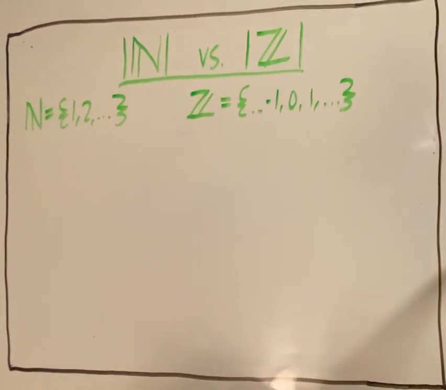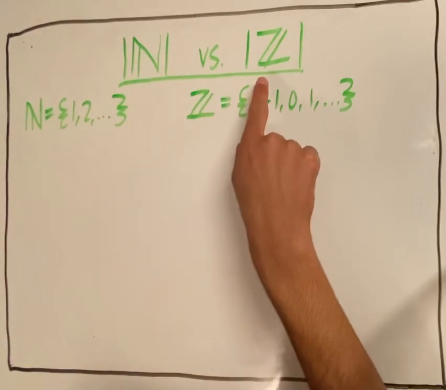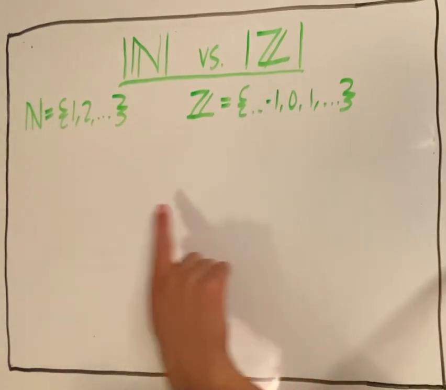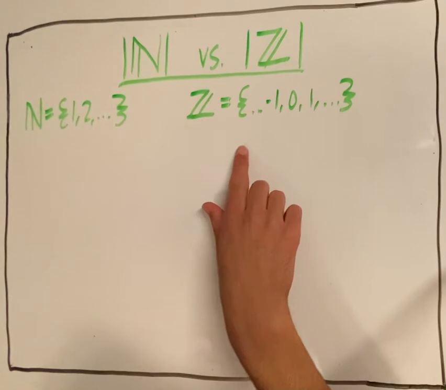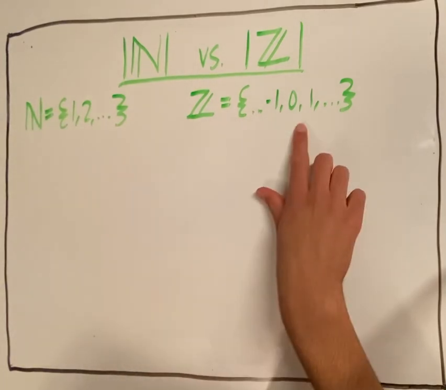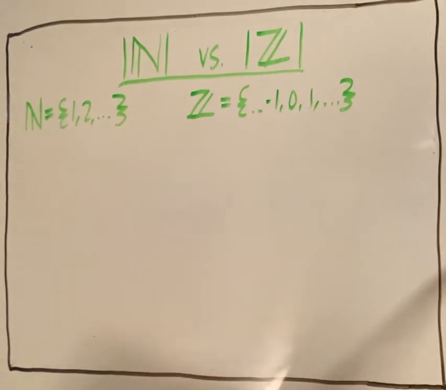So now we're ready to start investigating the cardinalities of infinite sets and trying to compare multiple types of infinity. So in this video, let's explore whether or not the cardinality of the natural numbers is equal to the cardinality of the integers. And recall the natural numbers are 1, 2, 3, going on forever. The integers are the natural numbers plus 0 and all the negative whole numbers.